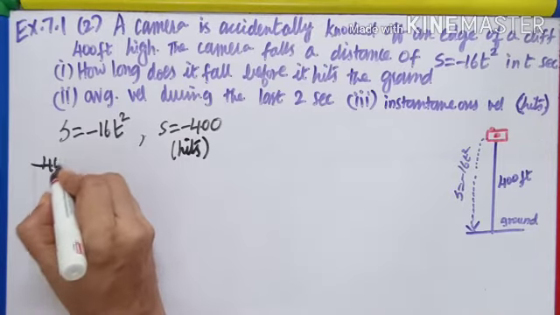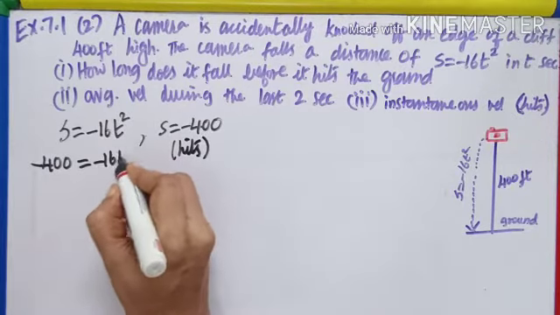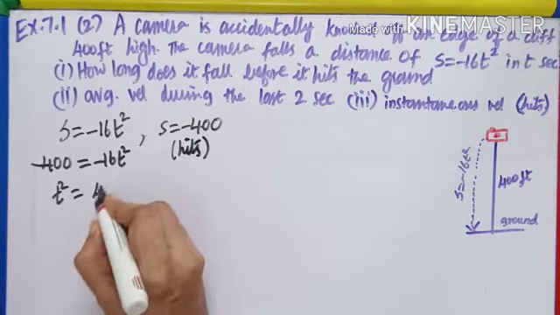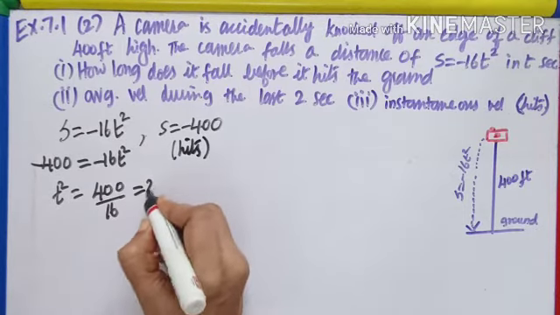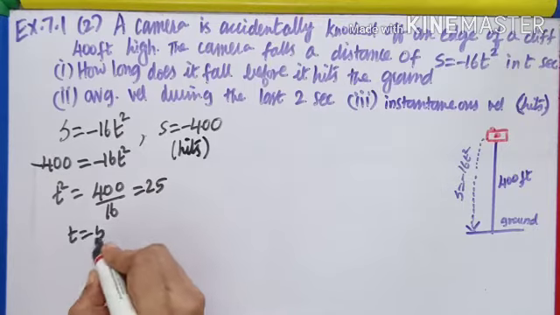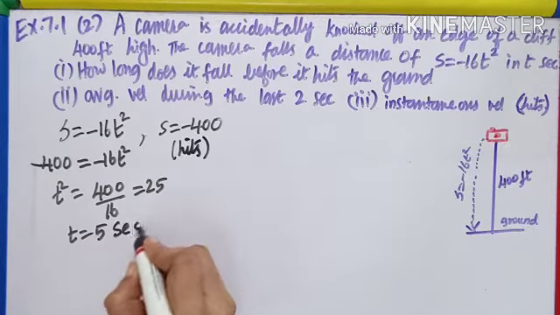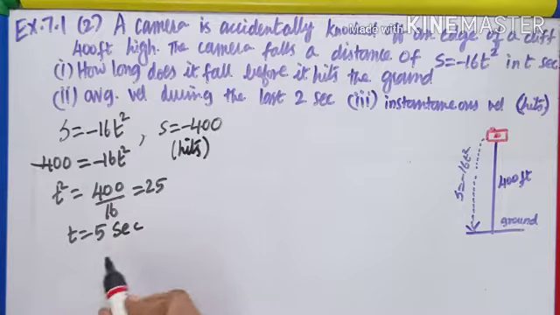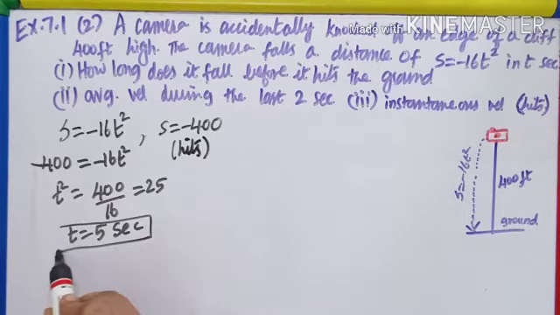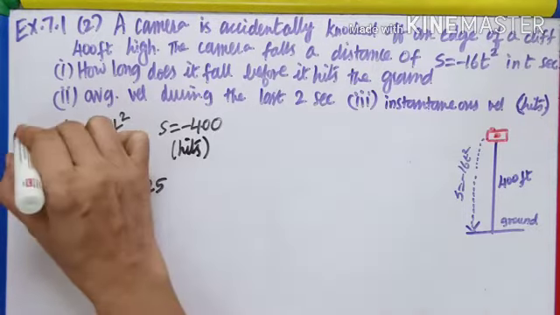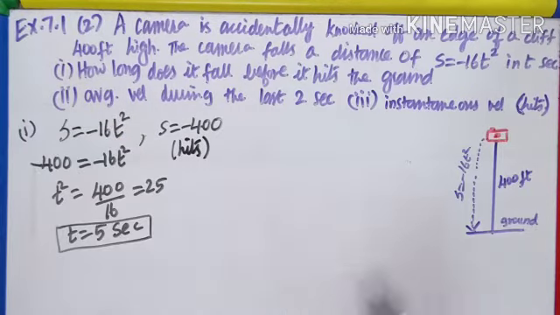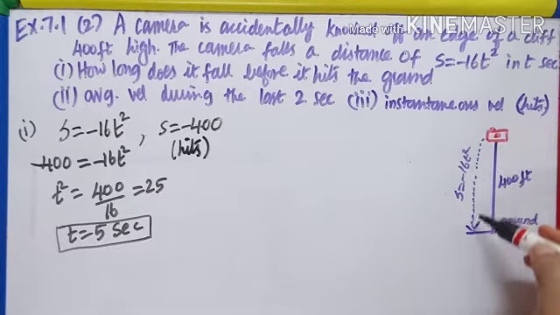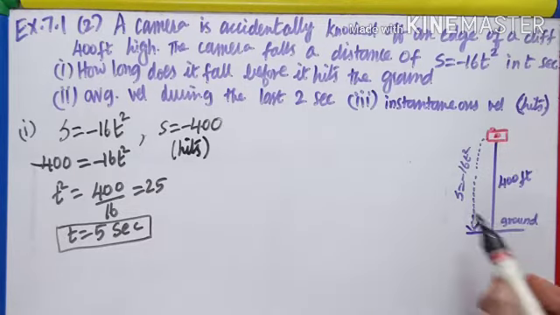Substitute here, minus 400 equals minus 16t square, or t square is 400 by 16, that is 25. t equals square root of 25. Do not take negative symbol, time is positive, so time is 5 seconds. First part of the question is over. When the camera is falling down, the distance 400 is becoming negative because it is falling downward. Put s as minus 400 and we arrive at the t value.